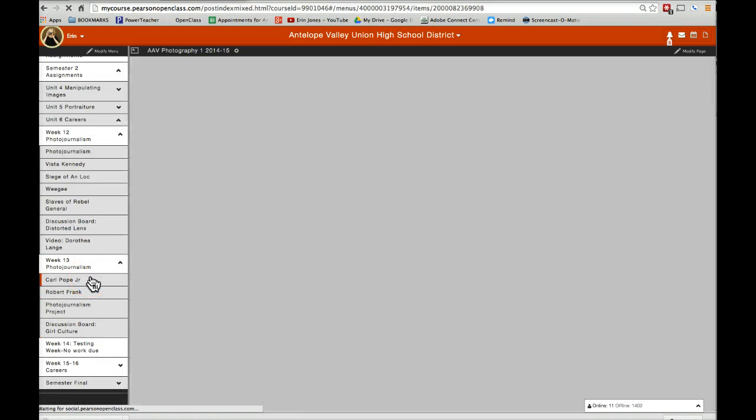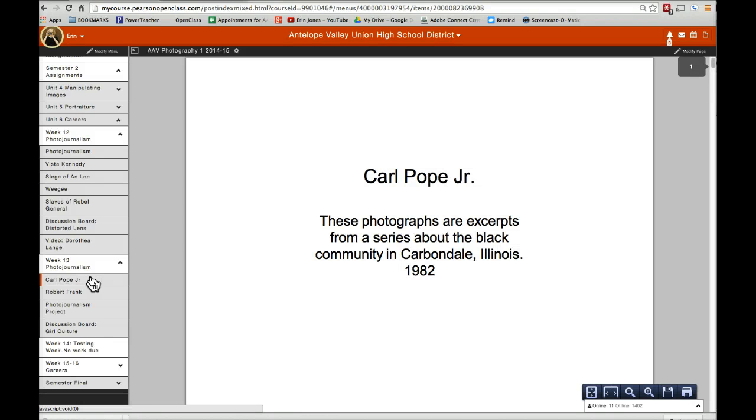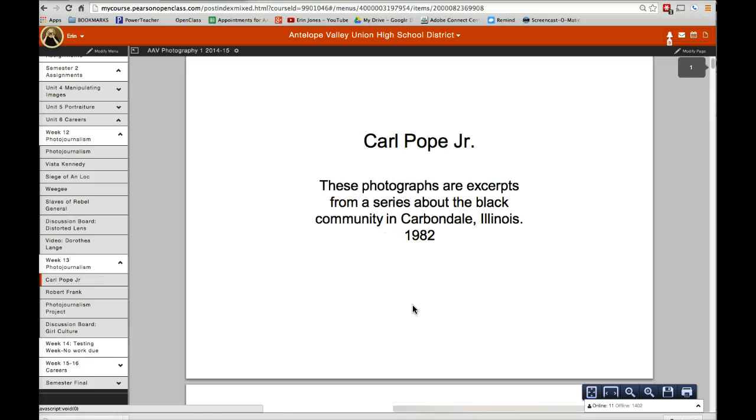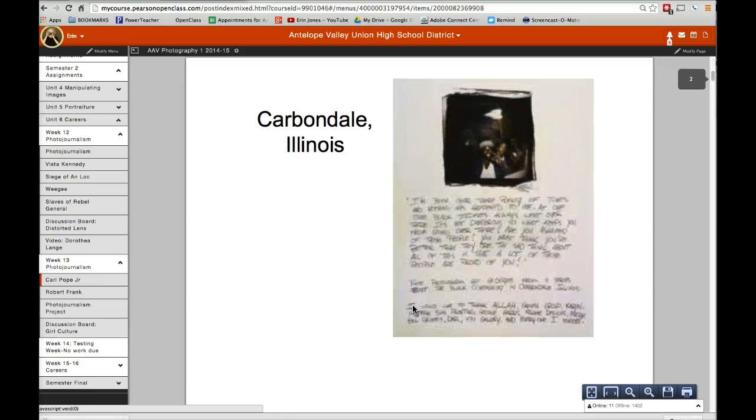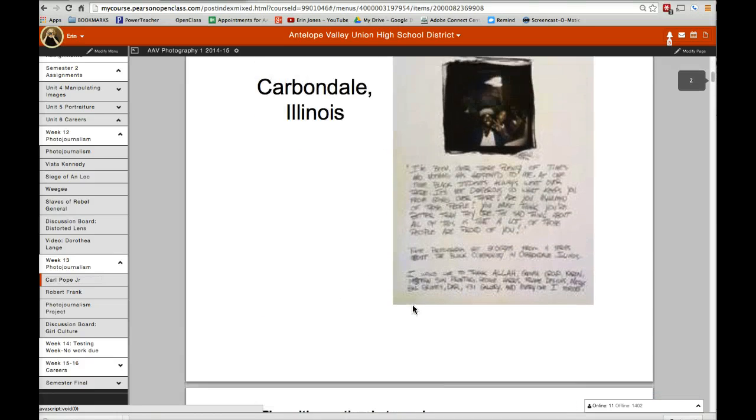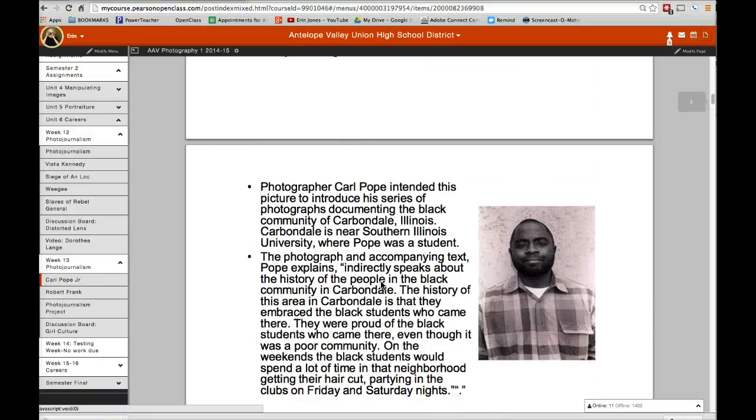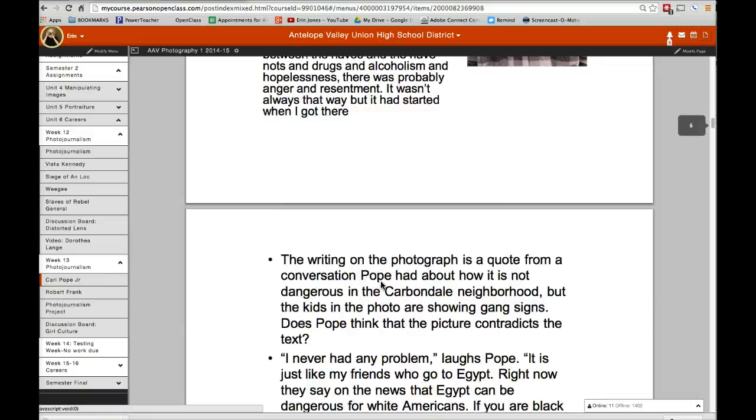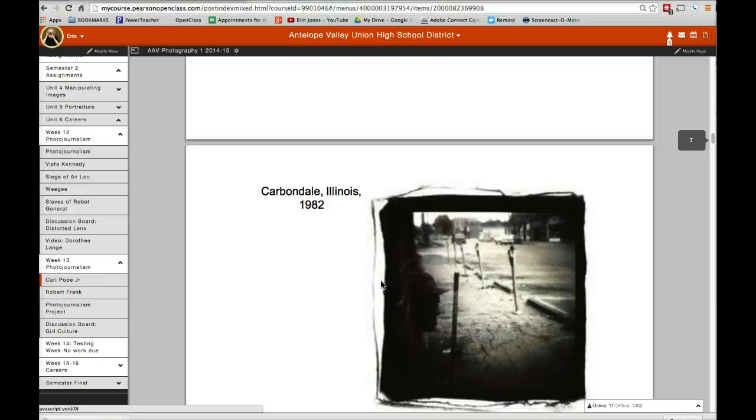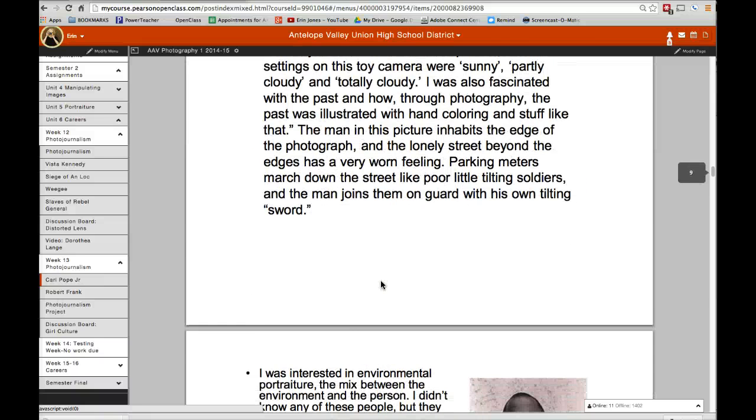Carl Pope Jr., interesting series done from 1982 in Carbondale, Illinois, outside of Chicago. And I know that's really hard to read, but he has some great images just capturing his community that he lived in. I guess this is over 30 years ago. So take a look at his work. It's a really interesting series. I love these pictures and how they turned out like this.